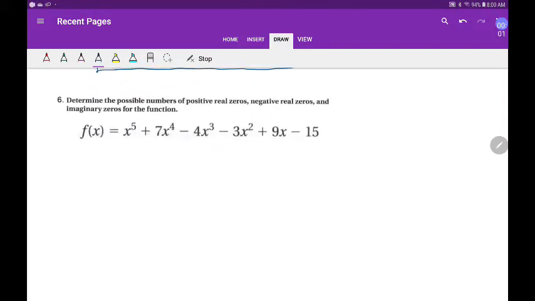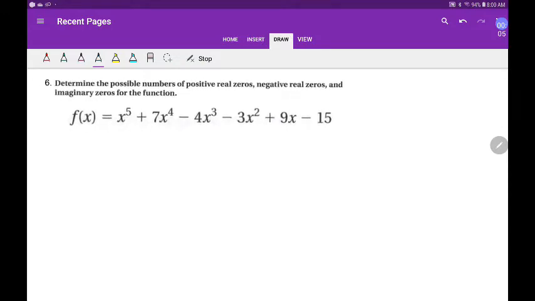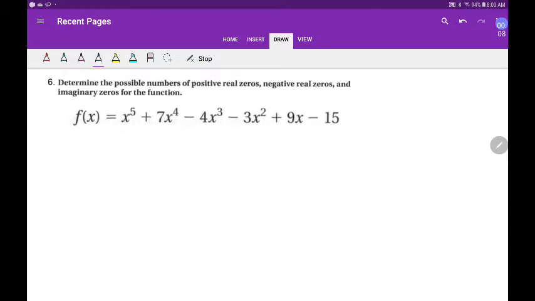Alright, we're going to determine the possible number of positive real zeros, negative real zeros, and imaginary zeros for the function. Alright, so Descartes said we could do this by noticing the change of signs. So there's no change here at the beginning. I have a plus out here. No change there. But when I go from plus to negative, that's a change. And when I go from negative to plus, that's a change. And when I go from plus to negative, that's a change.